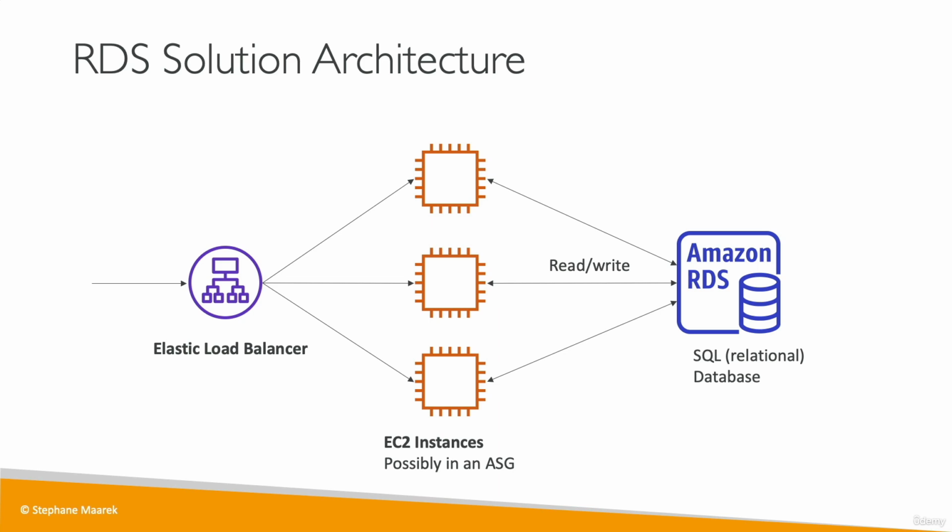So they will be sharing the database in the backend. And this is a classic solution architecture, not just using RDS, but using any kind of database. You have the load balancer layer that will be taking the web requests, the backend EC2 instances doing the application logic, and the last tier, which is the right-hand side, which is going to be the database tier, doing the reads and the writes of the data. Okay, so this is for RDS.